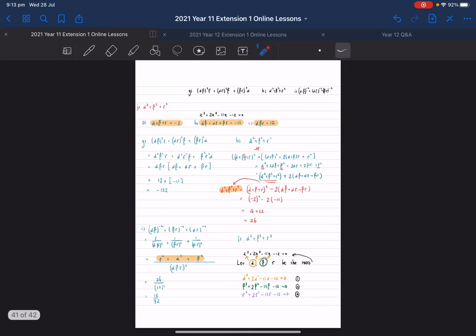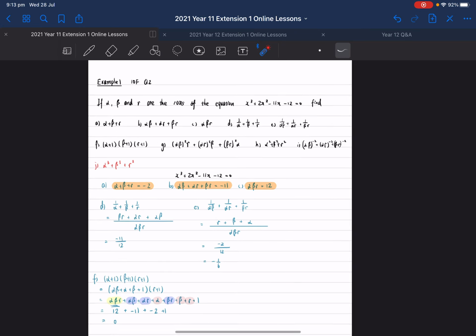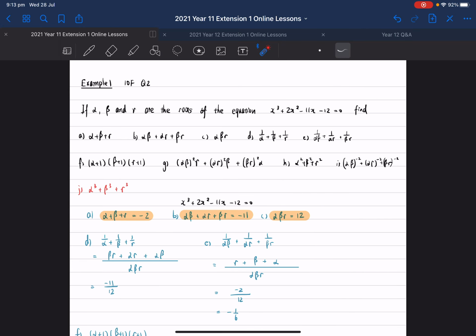This is only the first type of question, just example 1. The first type of question uses the sum and product of the roots. Now I'd like to show you a different style of question. We can use the sum and product of the roots to actually solve equations, very easily.